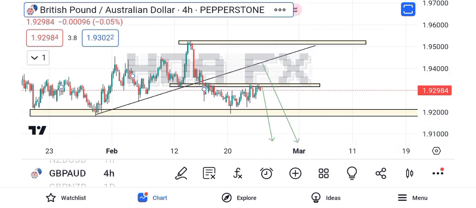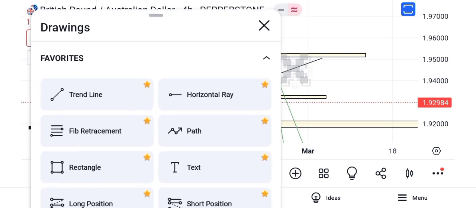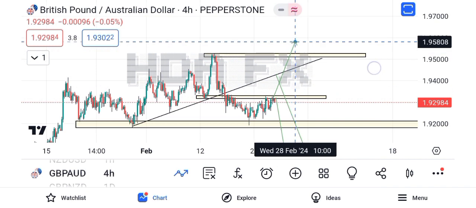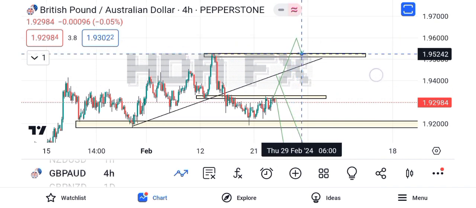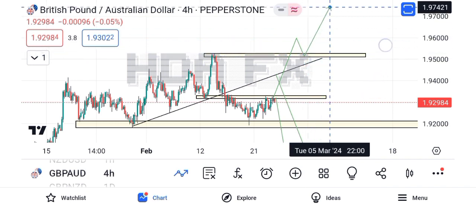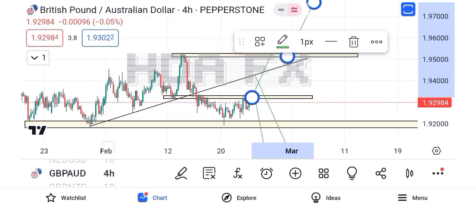And for the buying aspect, I'll be waiting for price to break out of this structure. So I want to see price break this entire structure here, then retest this key zone here, then look for buying confirming candles and buy GBP AUD. So this is my simple analysis on GBP AUD.